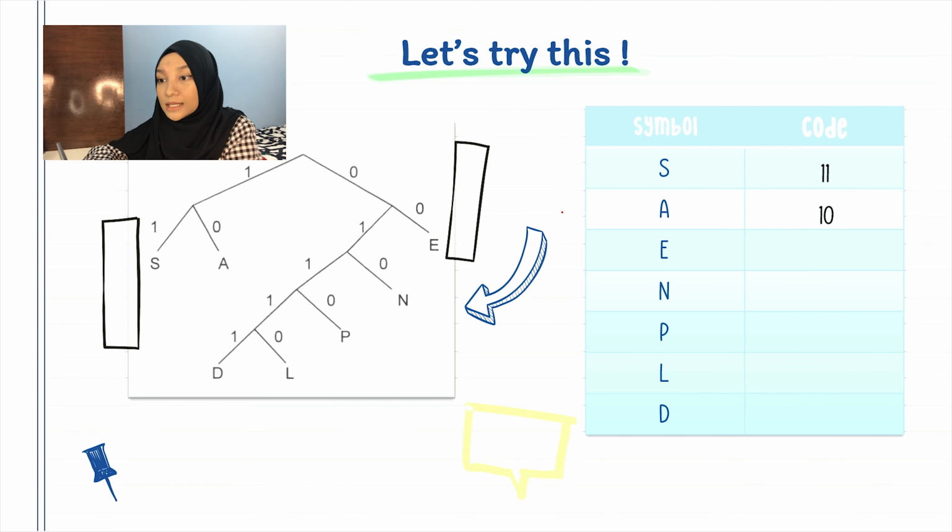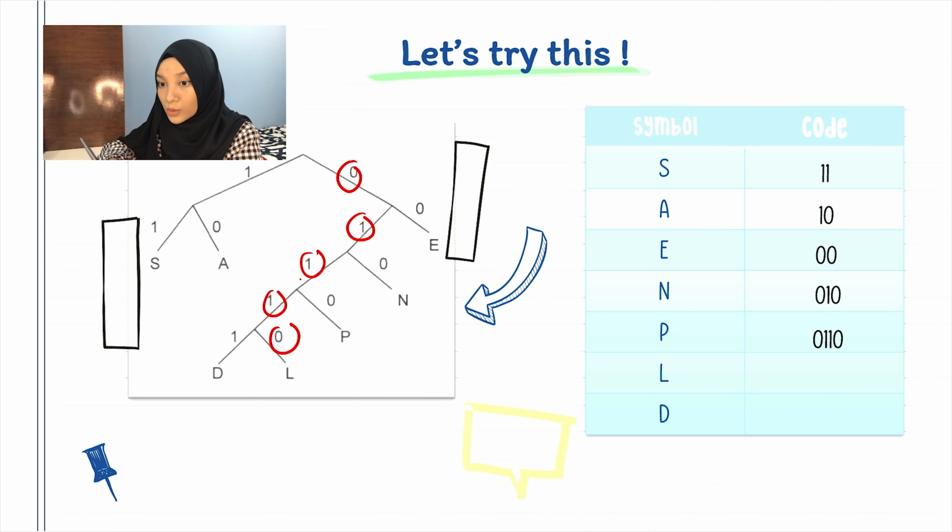The binary code for symbol E, see E is here, just go down the binary tree until you meet E. So the binary code for E is 0, 0. What is the binary code for N? Just go down here like 0, 1, 0. So the binary code is 0, 1, 0. For P, 0, 1, 1, 0. For L, 0, 1, 1, 1, 0. And for D, 0, 1, 1, 1, 1.